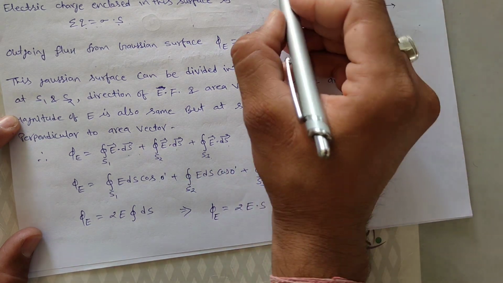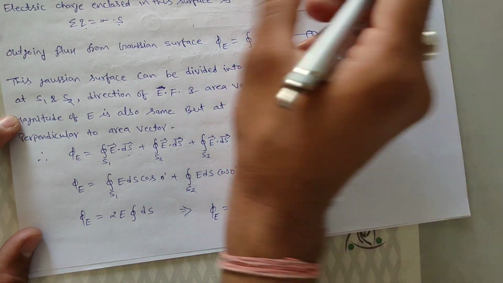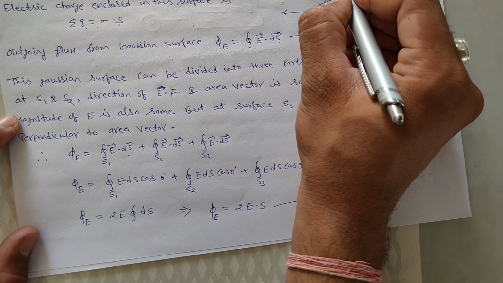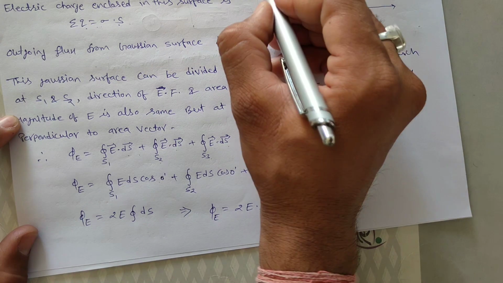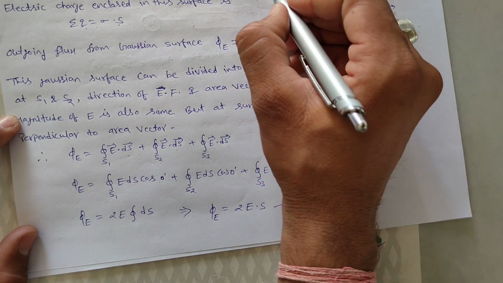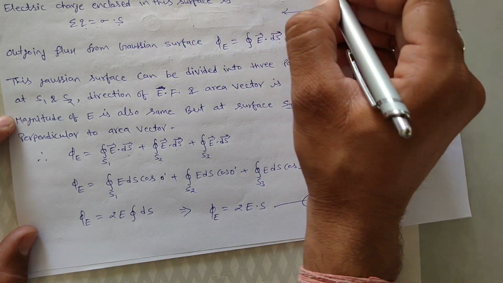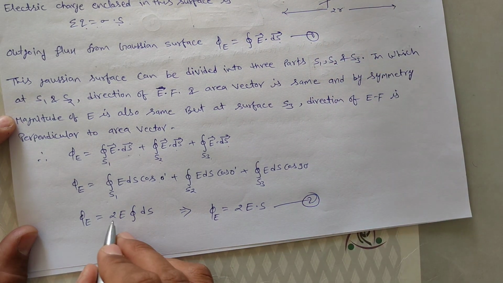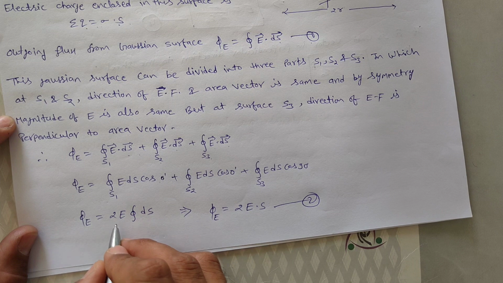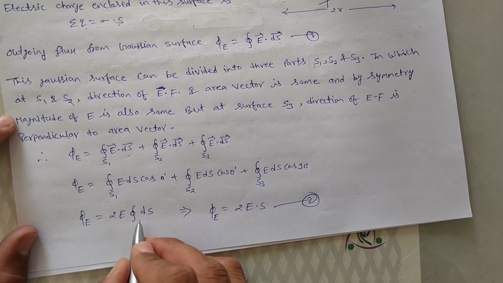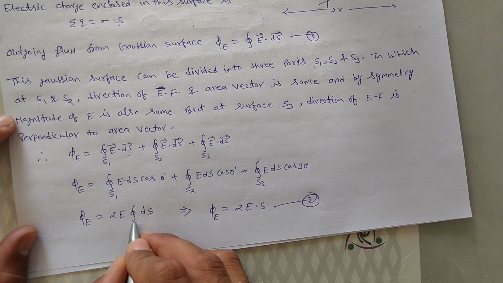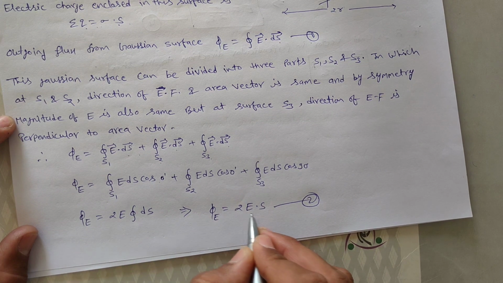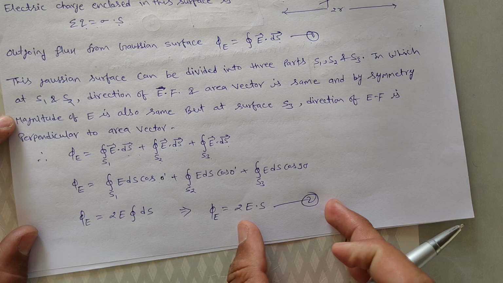Here, by symmetry, because the distance of this point from the center is the same, the electric field intensity at S1 and S2 is also the same. So twice of this gives twice this term. The value of the closed integral ds is equal to S, so phi E equals 2E into S. This is equation number 2.